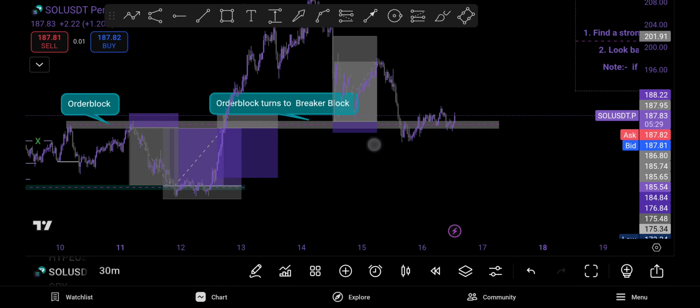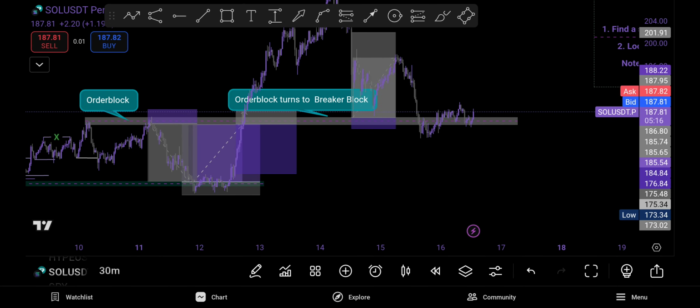So order block is the footprint of big players in the market, while breaker block is a failed footprint that flips direction. Hope you guys understand. Order block is the footprint of big players in the market, while breaker block is a failed footprint that flips directions in the market. Thank you.